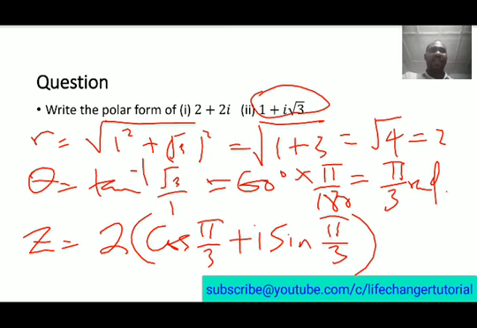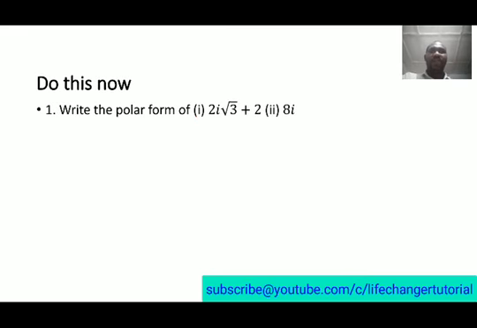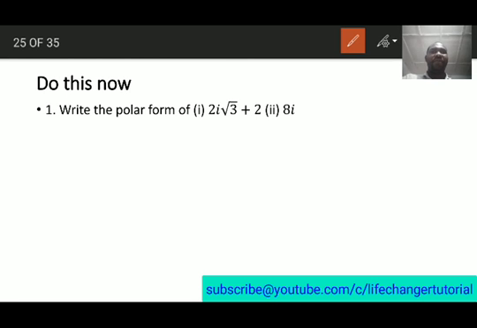That is quite easy. Okay, so I want you to do this for me. The first one is to write the polar form of 2 root 3 plus 2i. Please correct the first one: not 2i root 3 over 2, make it 2 root 3, then plus 2i. Sorry for that. 2 root 3 plus 2i. Then secondly, just 8i.